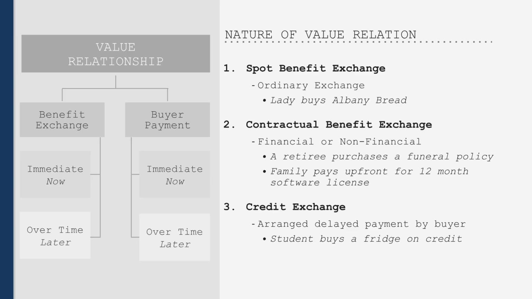With a contractual benefit exchange, the exchange is structured through a contract. The benefit may arise now or only in the future, depending on the terms. A retiree purchasing a funeral policy will only receive the benefit when the insured event occurs. Or a family may pay up front for a 12-month software license and receive access over time. With a credit exchange, the benefit is received now, but payment is made later by the buyer as per arrangement. For example, a student buys a fridge and pays for it in installments.